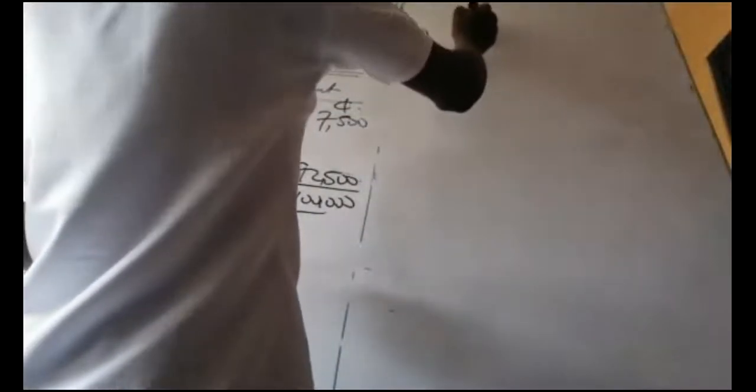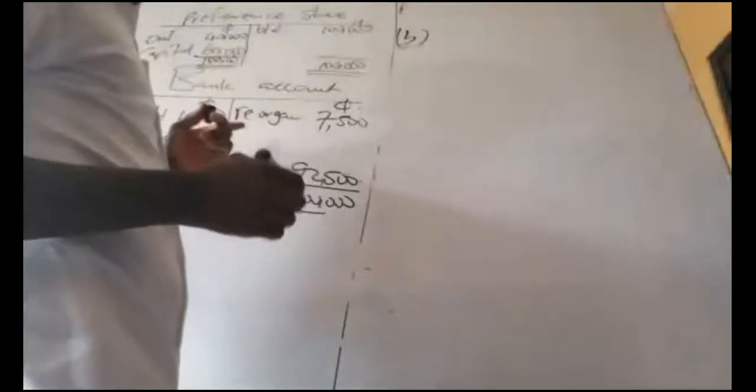This is the B part of the question. The name of the company is M&M Limited. Good. Then the statement of financial position. Assets. You put it there.